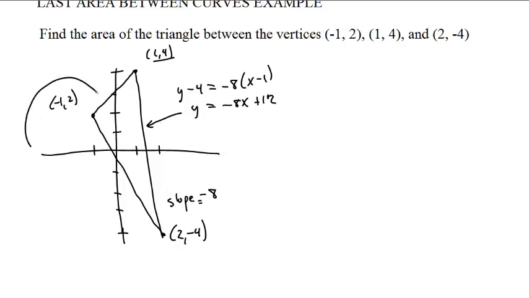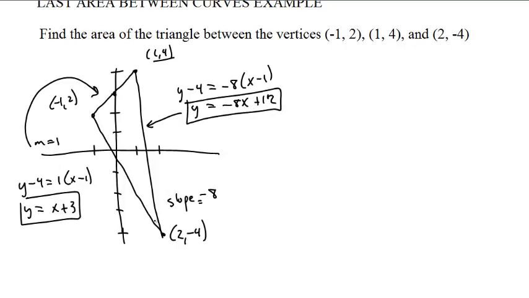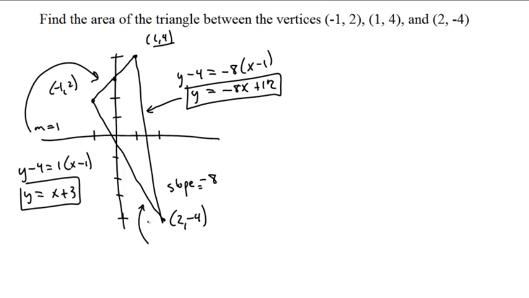And over here we have what? We have a slope of over 2 up 2, that's a slope of 1. And so y, let's use the (1, 4) again. y minus 4 is 1 times (x minus 1), so y is x minus 1 plus 4, is x plus 3. Oh, we can even see the y-intercept of 3. Yay! So that's those two.